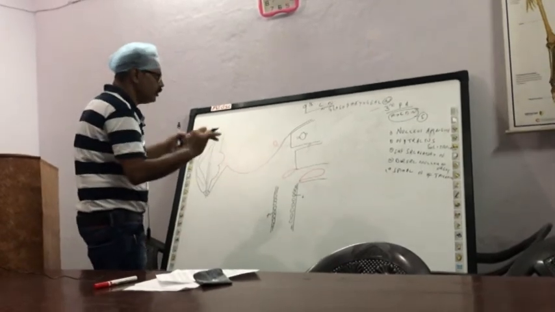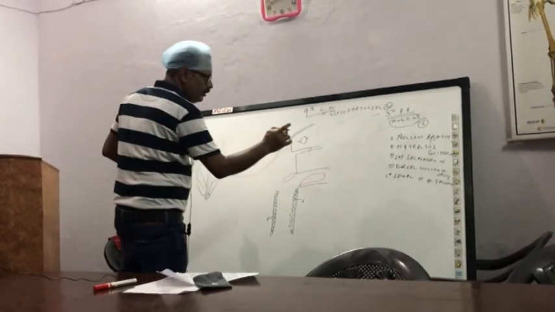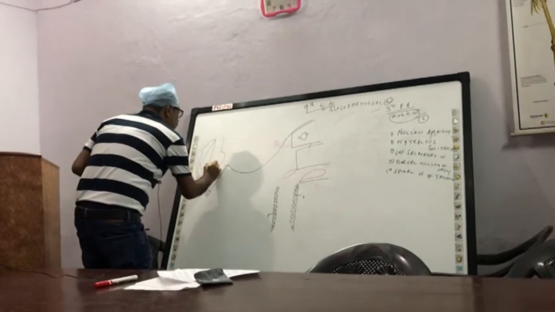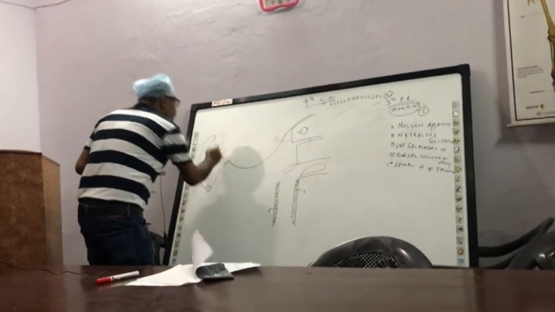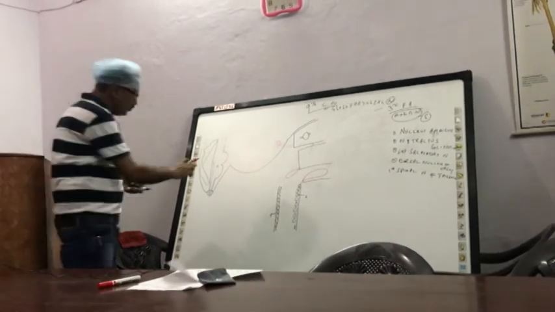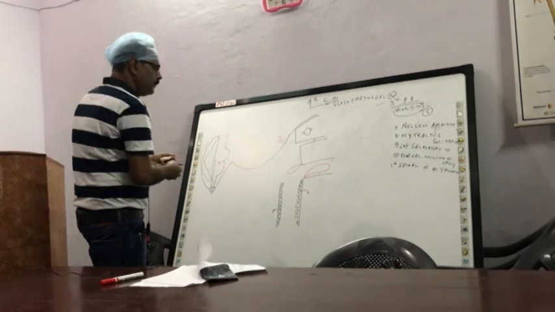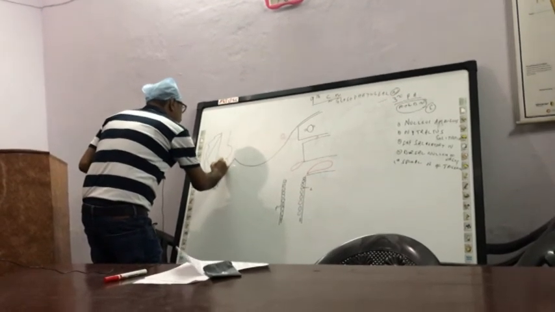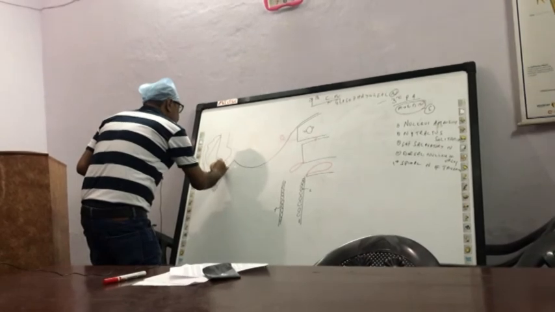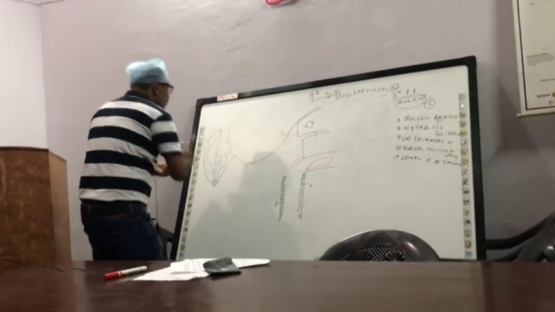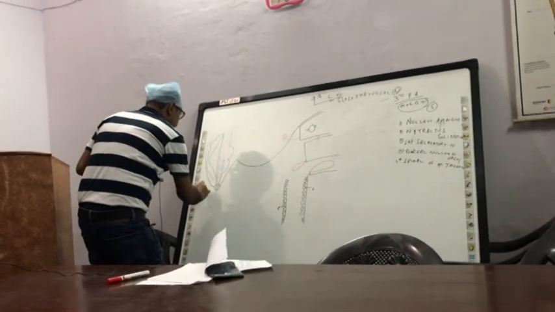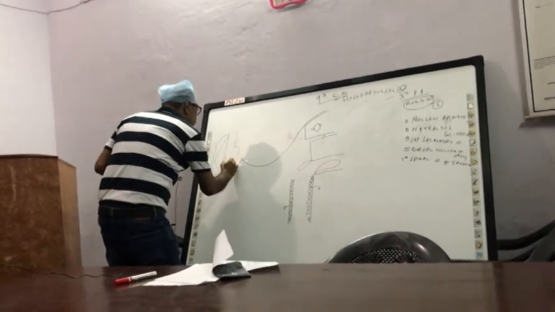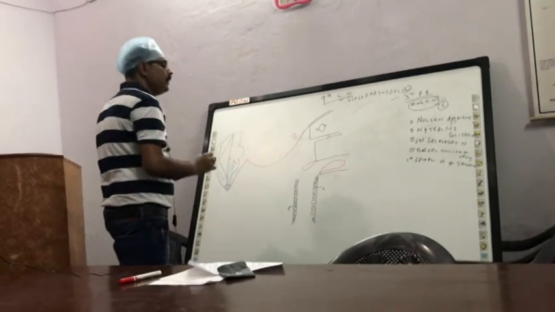Now the next nucleus is the nucleus ambiguus. Then we have to draw the inferior salivary nucleus over there, because we have the superior salivary nucleus over here in the pons. Then we have the dorsal nucleus of tractus solitarius. This is the nucleus of tractus solitarius. Now next we have the nucleus ambiguus.